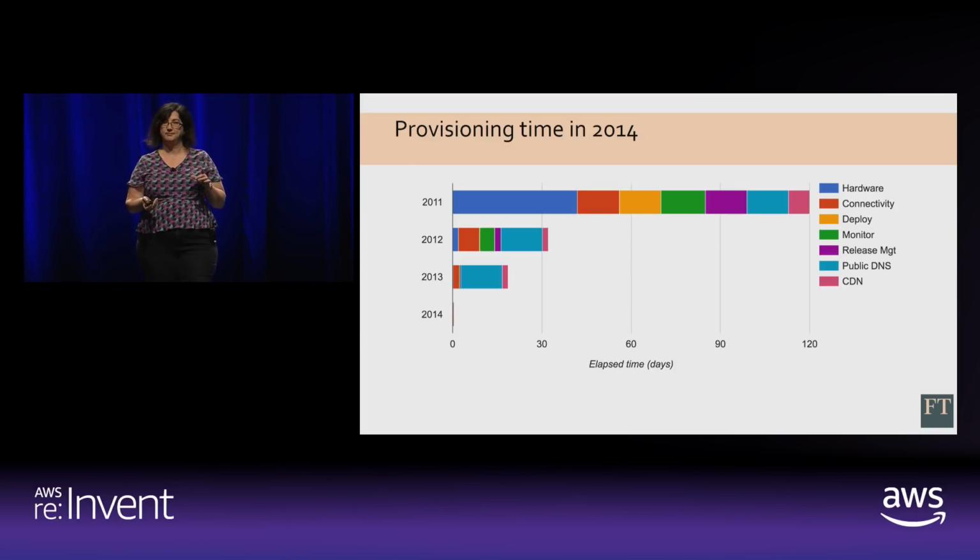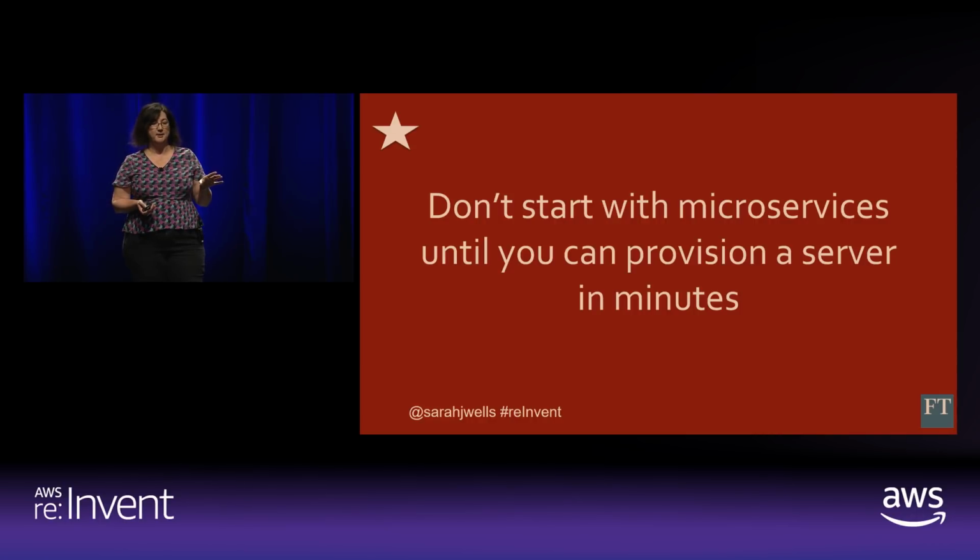And the difference was massive. So basically, by 2014, we were taking minutes to deploy it. It's several orders of magnitude quicker. It's about 1/8 of 1% of the time that it took in 2011, and that's transformational. And you really can't start with microservices until you can provision a server in minutes.